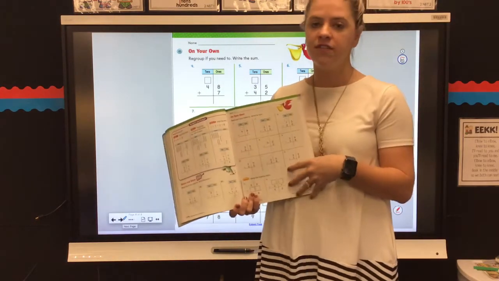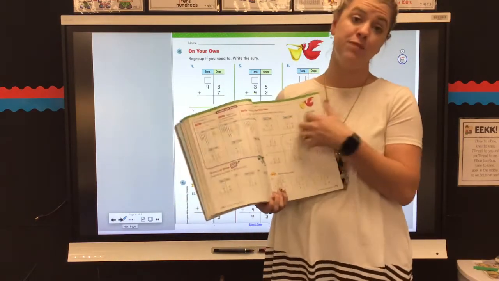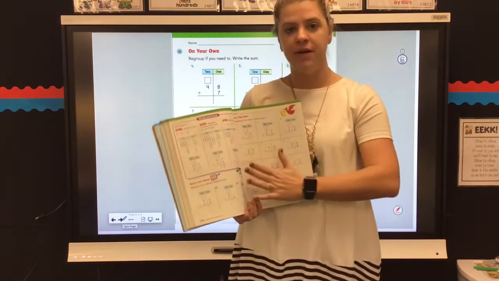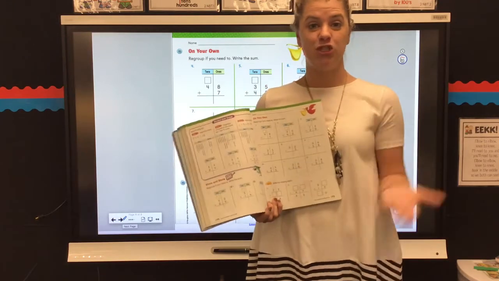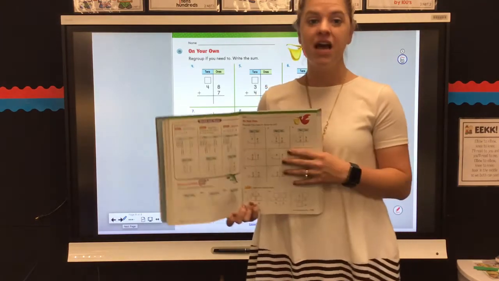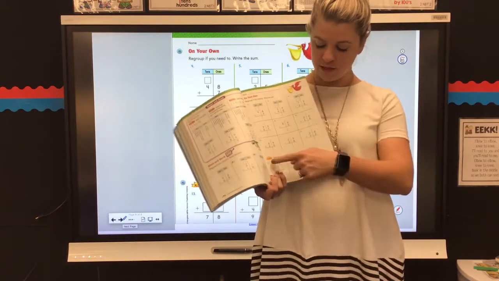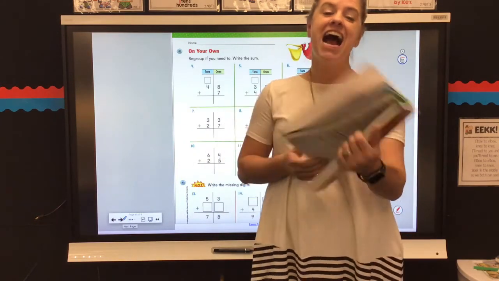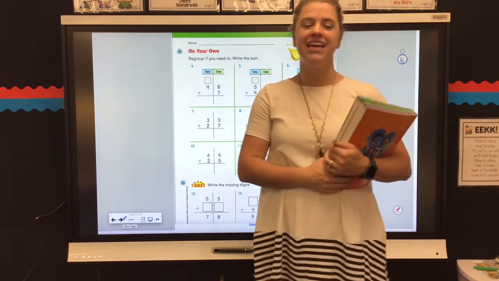So set yourself a timer for 15 minutes and work as many problems as you can. If you don't get finished, that's okay. Take a picture of what you get finished and send it to Miss Gates, okay? You do not have to do these bottom 3 problems unless you want a challenge. All right, I will see you guys in just a little bit in math groups.